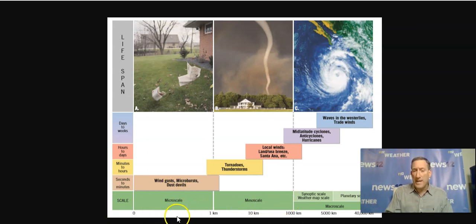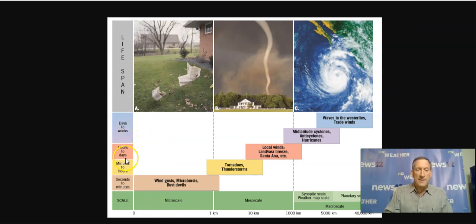So again, microscale: a wind gust, a microburst, or a dust devil. A dust devil is a very quick movement of air that pulls up the dirt along the ground and moves things around. Very different from a tornado, where a tornado will pull air up, but at a much stronger strength.